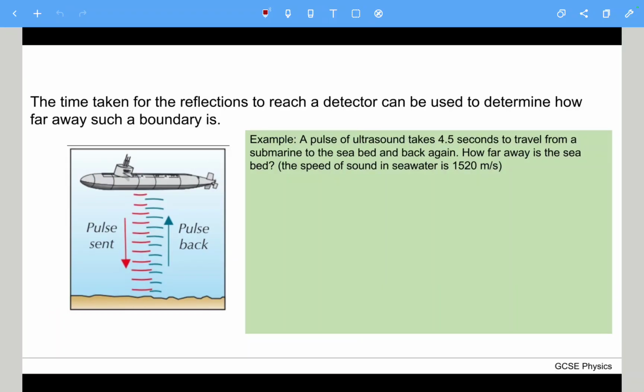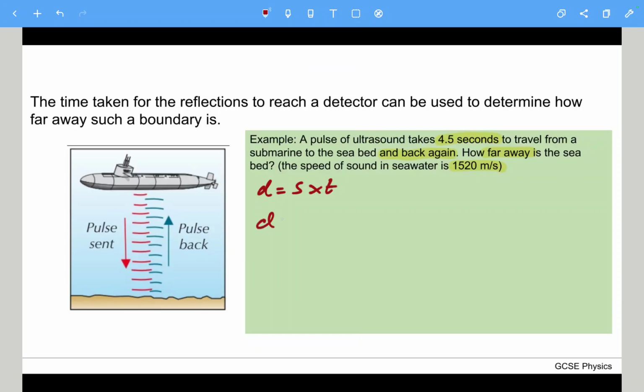The time taken for the reflections to reach a detector can be used to determine how far away such a boundary is. Submarines use this as sonar. So, example: a pulse of ultrasound takes 4.5 seconds to travel from a submarine and back again. That's important. How far away is the seabed? The speed of sound in seawater is 1,520 meters per second. We're going to use distance is speed times time.